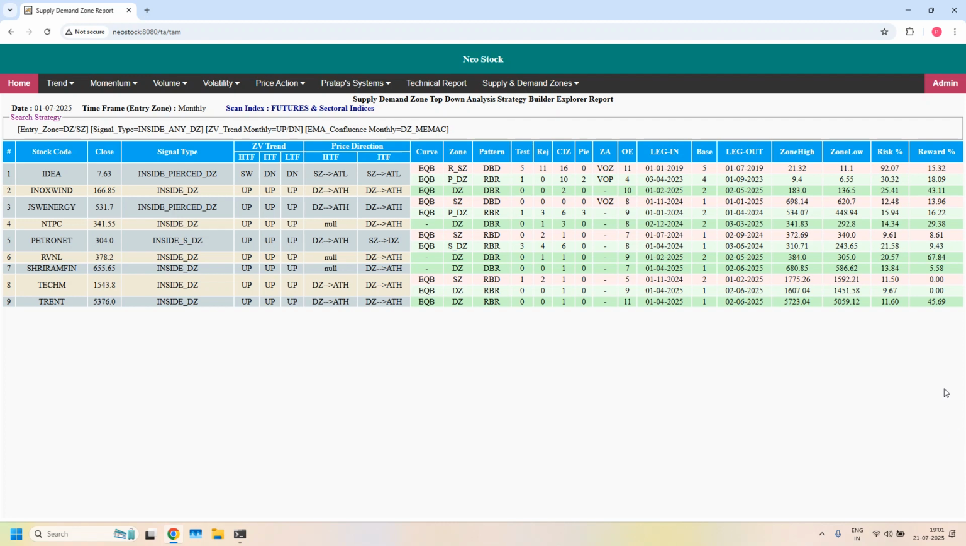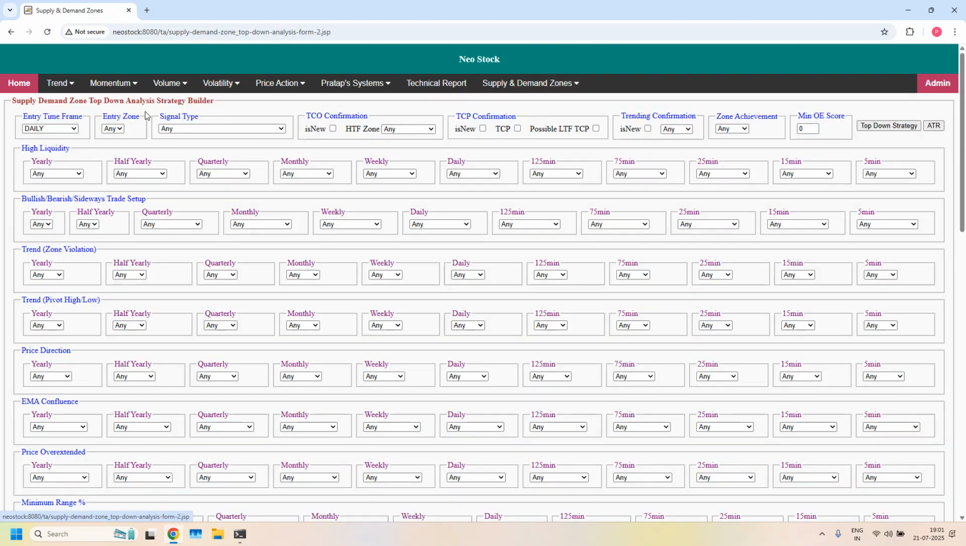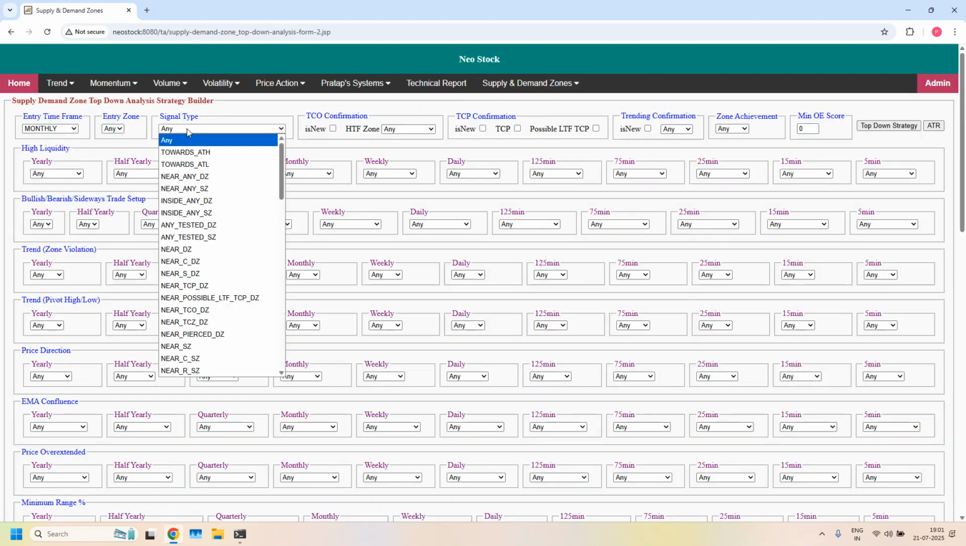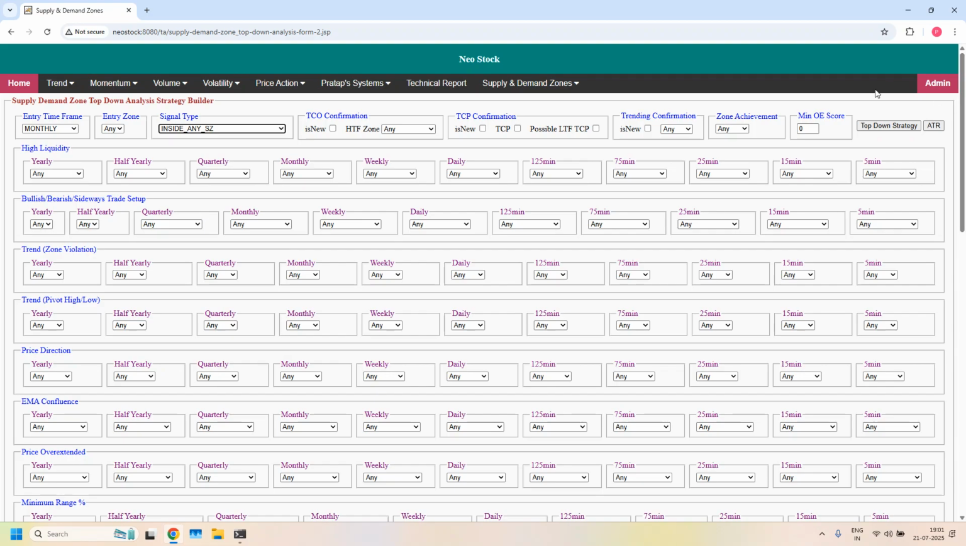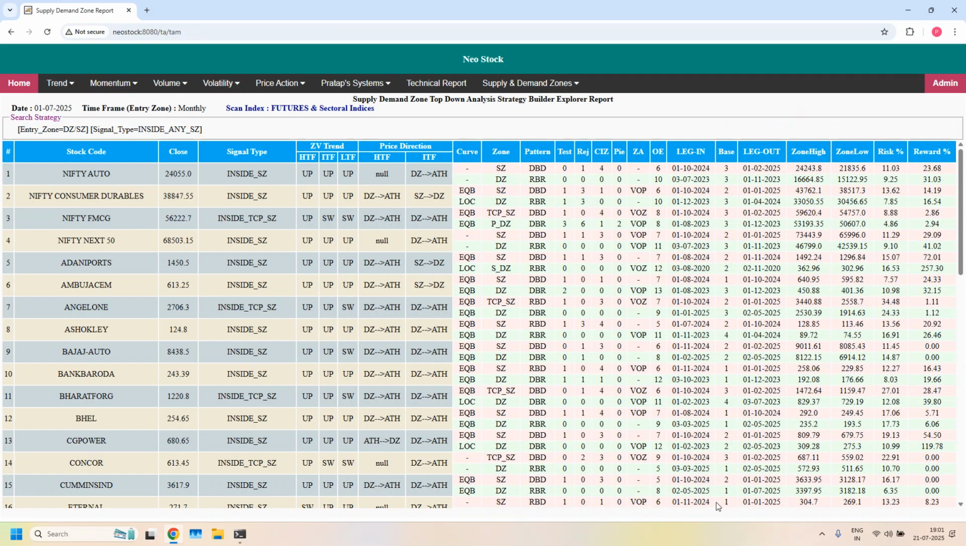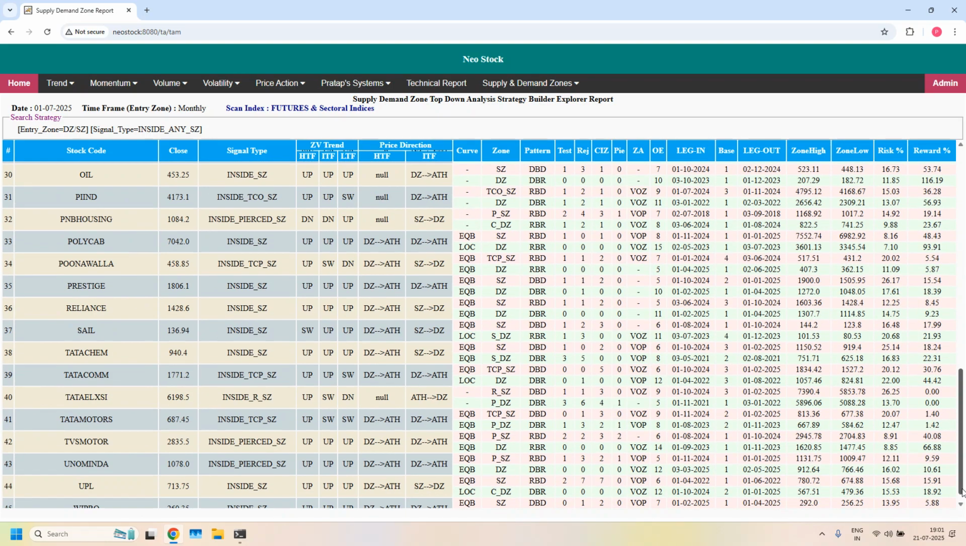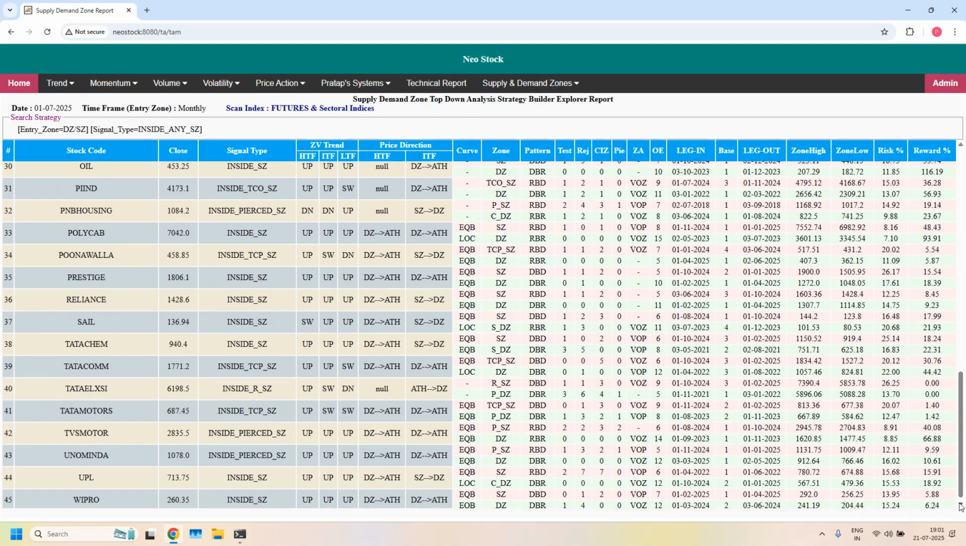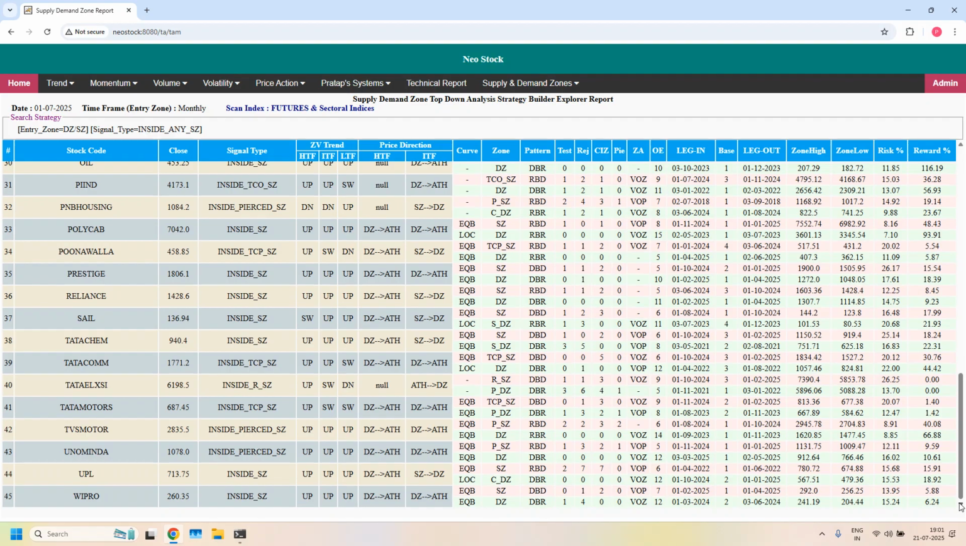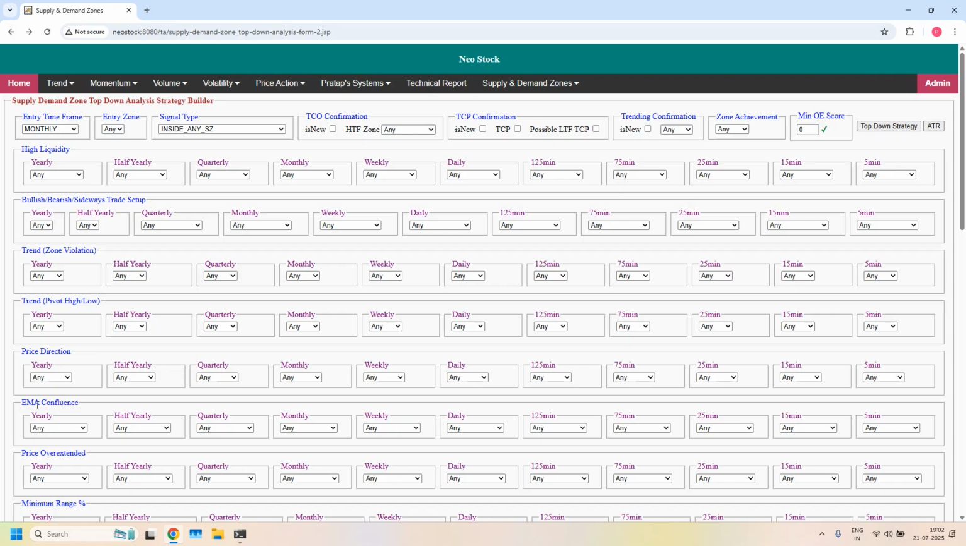Okay, next, price closed inside the monthly supply zone. First 15 stocks in the list. Scrolling the list down. So total 45 stocks are filtered. We can further filter this list based on monthly supply zones having monthly EMA Confluence.